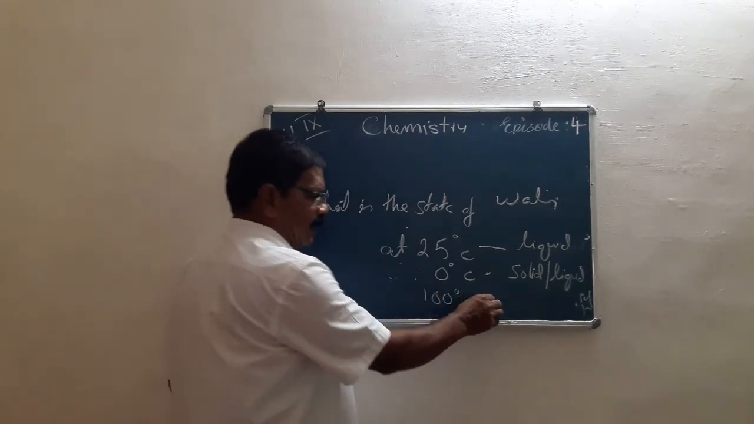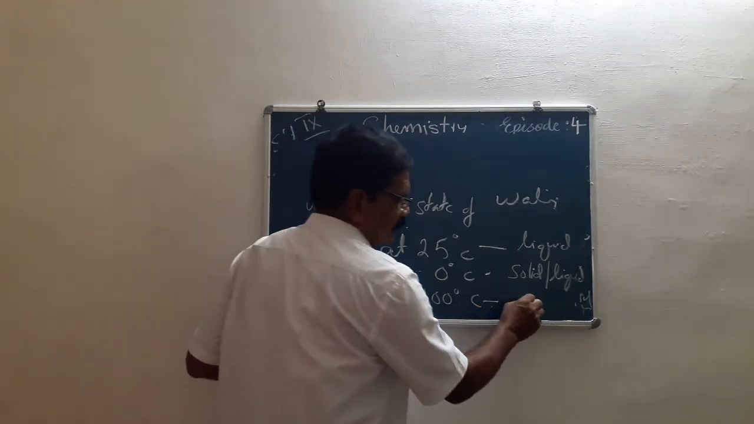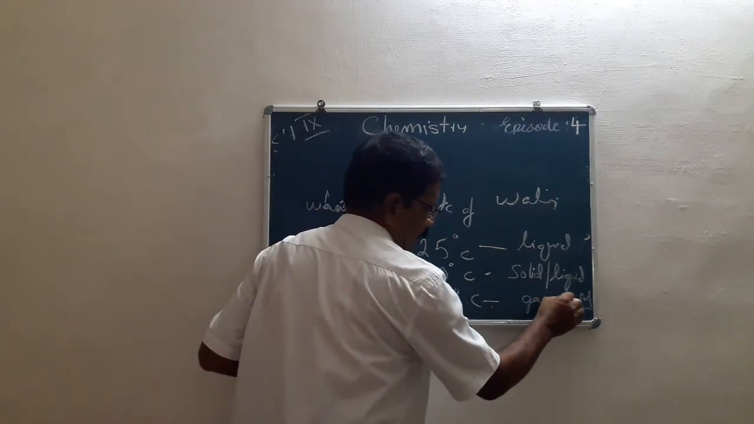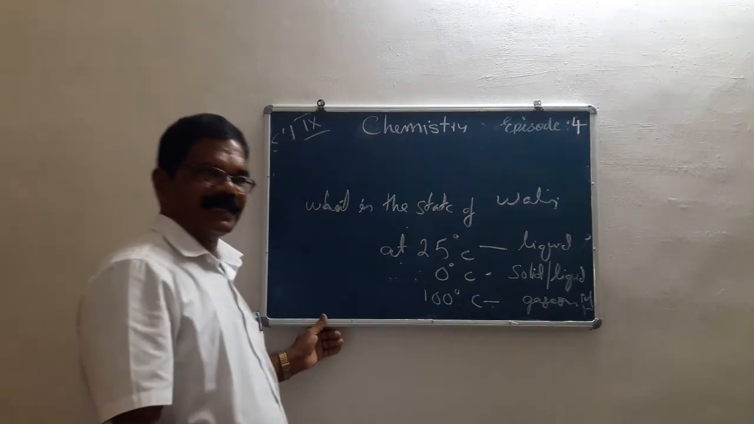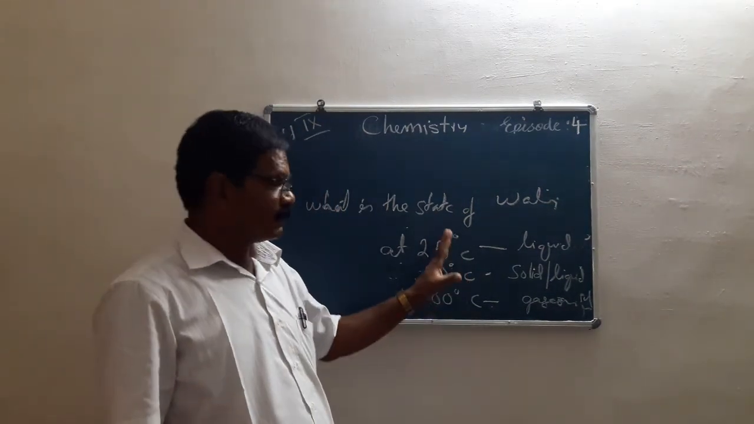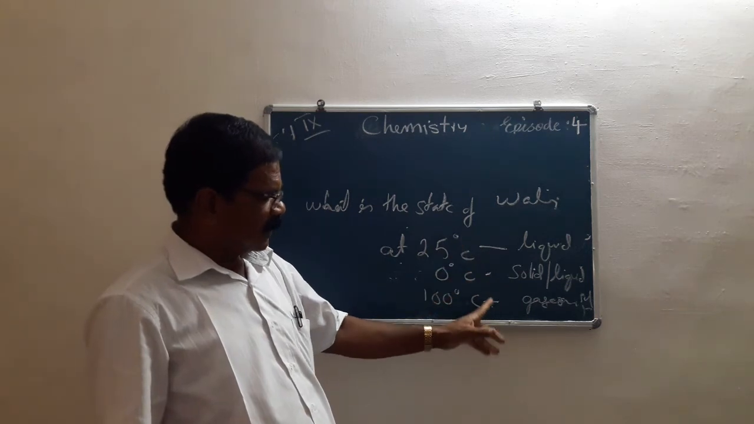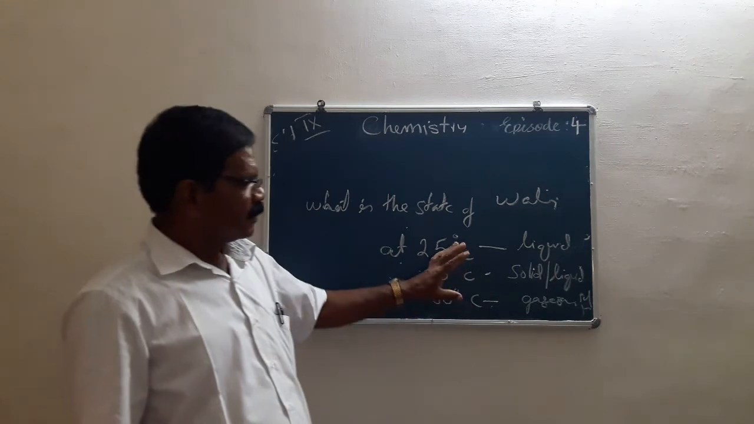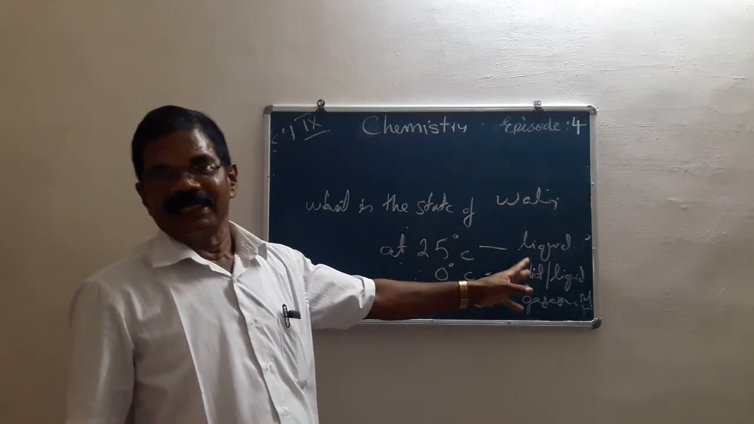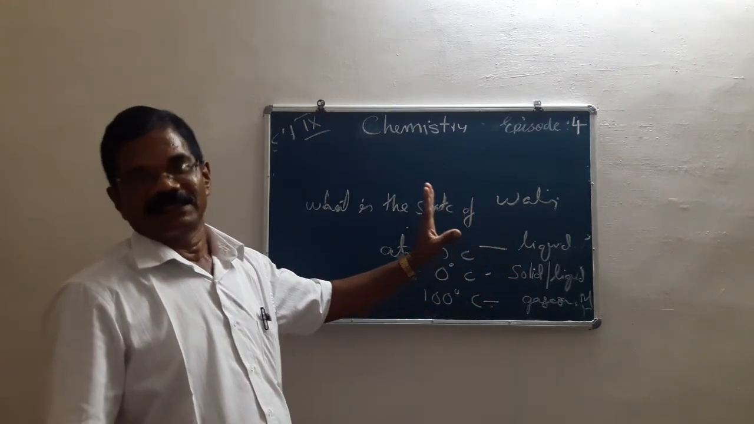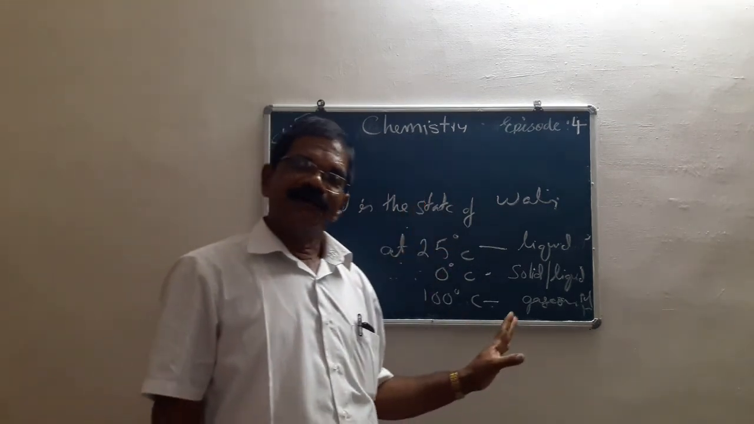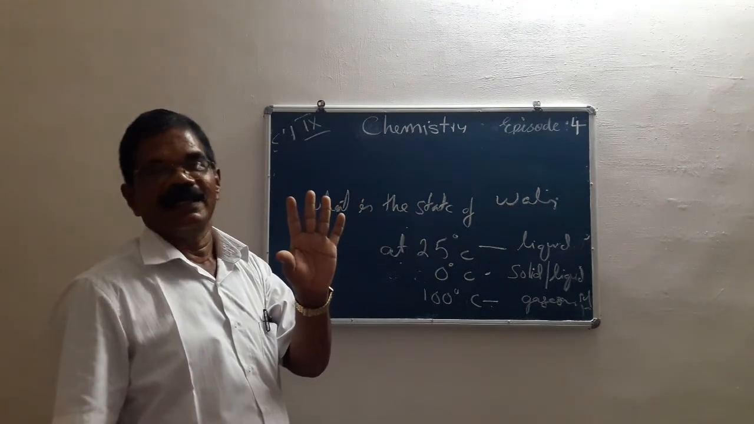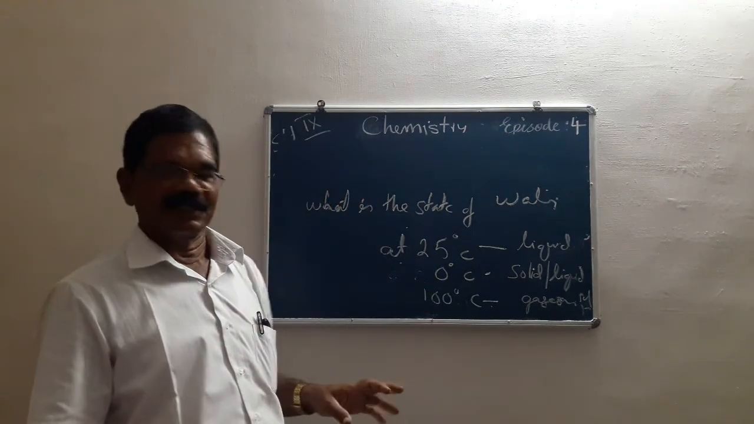Similarly, at 100 degrees centigrade, we can't say that it is in the gaseous state. What is the reason? At 100 degrees centigrade, it began to boil. Therefore, there may be a mixture of the liquid state and the gaseous state. Above 100 degrees centigrade, we can confirm that it is in the gaseous state. At 99 degrees centigrade, it is in the liquid state. At 100 degrees centigrade, it is either liquid or gaseous.